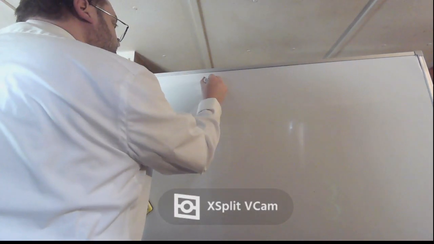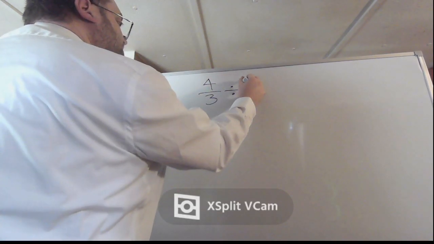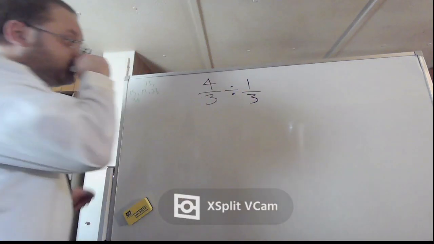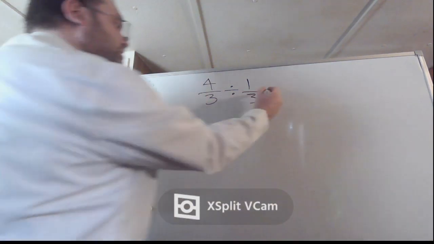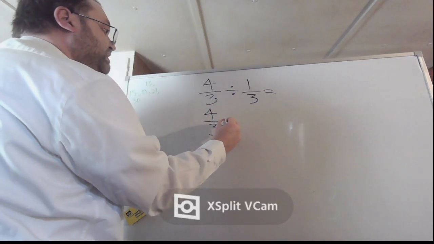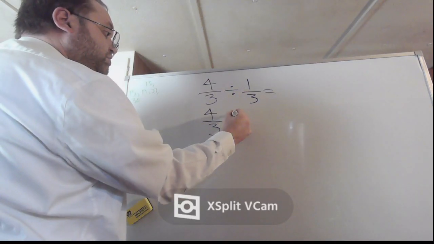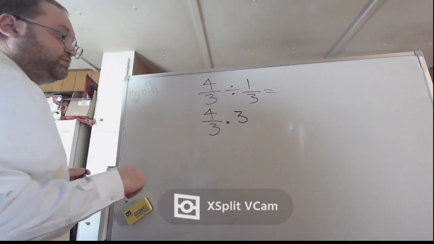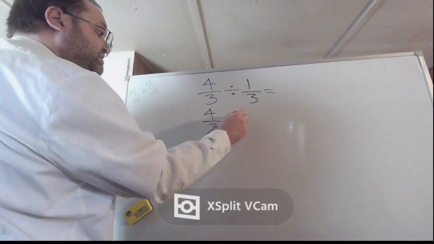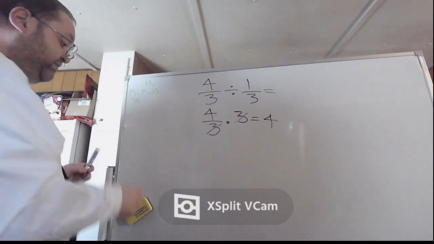All right, what's the next problem? Number 13. We got 4/3 divided by 1/3. So again, this is the same as taking 4/3 and multiplying it by the reciprocal. That 1/3 gets inverted and multiplied. It'll be 3/1, or just 3. Well, the 3's are going to cancel out. You're just left with 4. And that would be your final answer, 4.